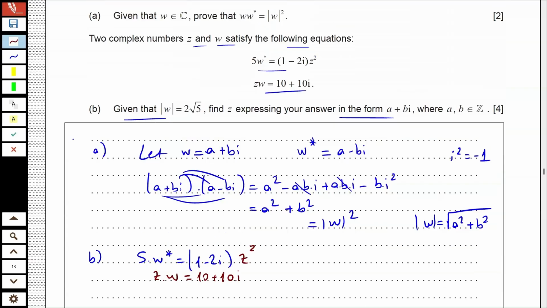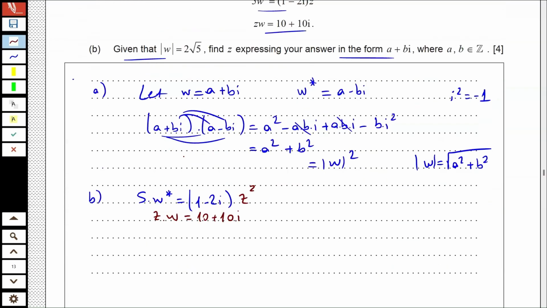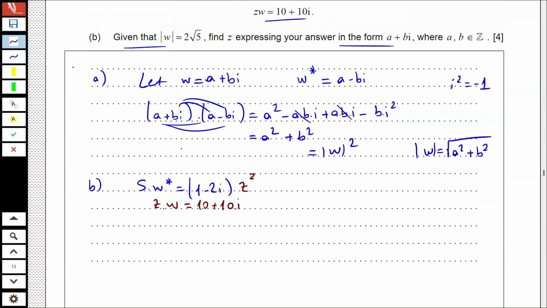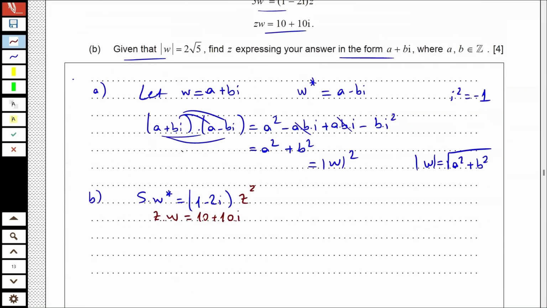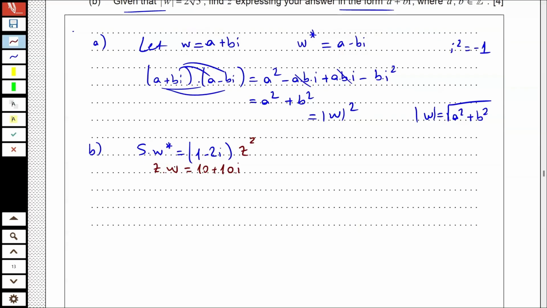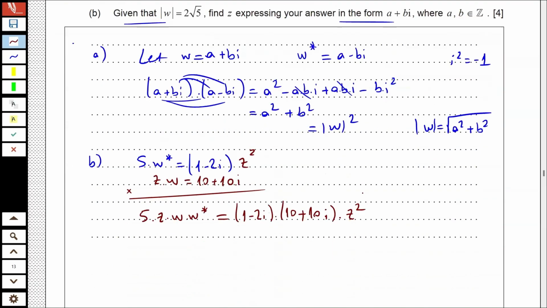So what can we do in here? From the previous questions, we know this product of W and the conjugate of W. So I will multiply it side by side, which is 5 times Z times W times the conjugate of W equals (1 minus 2i) times (10 plus 10i) times Z squared, is it? Yeah.